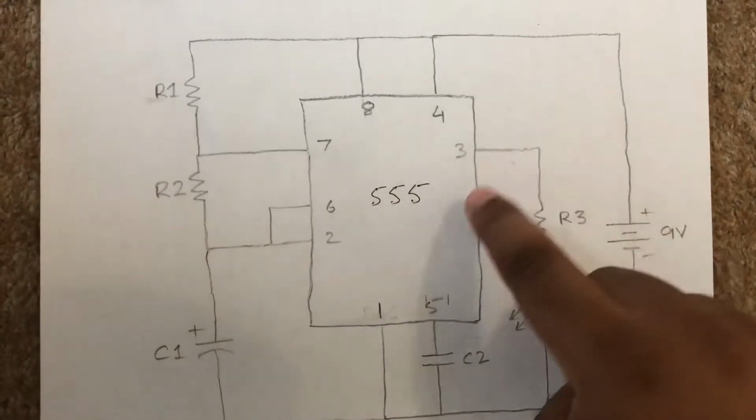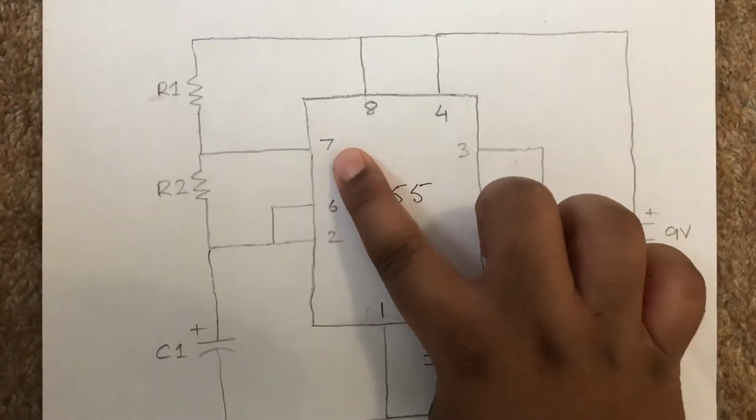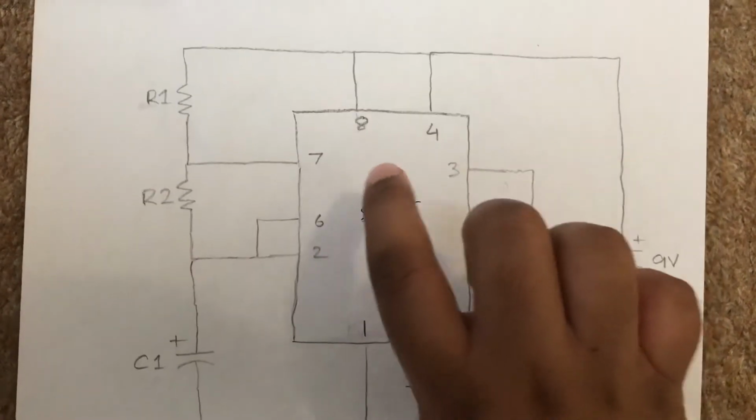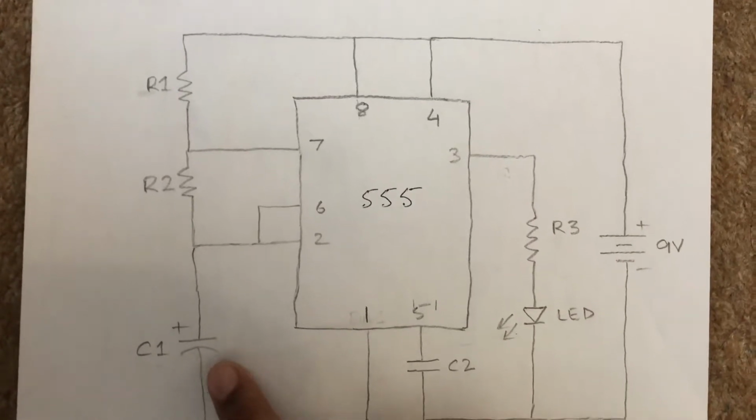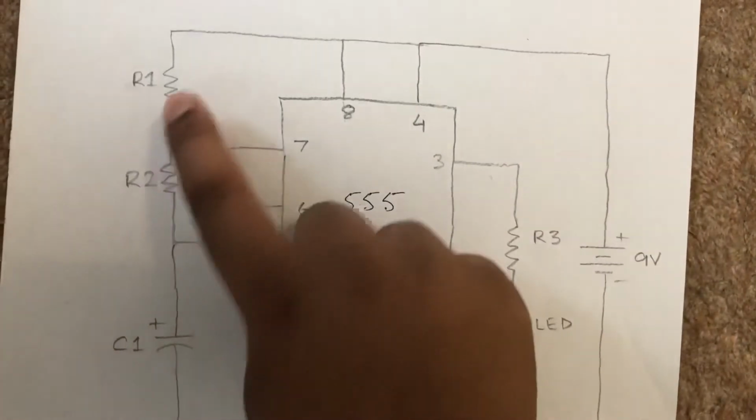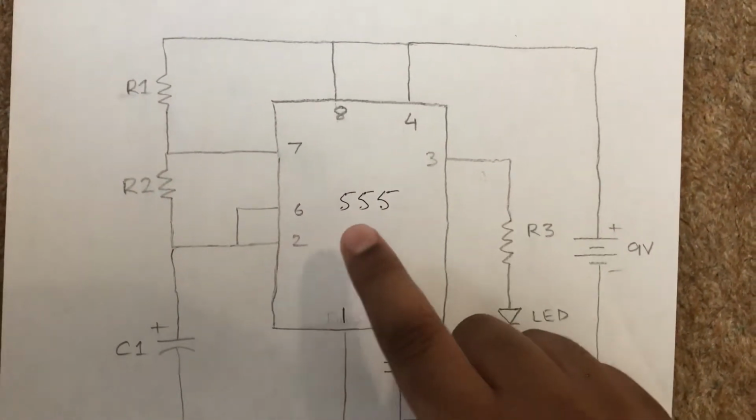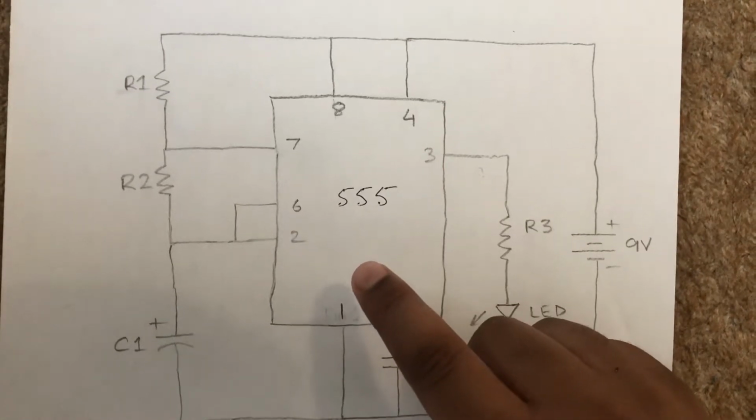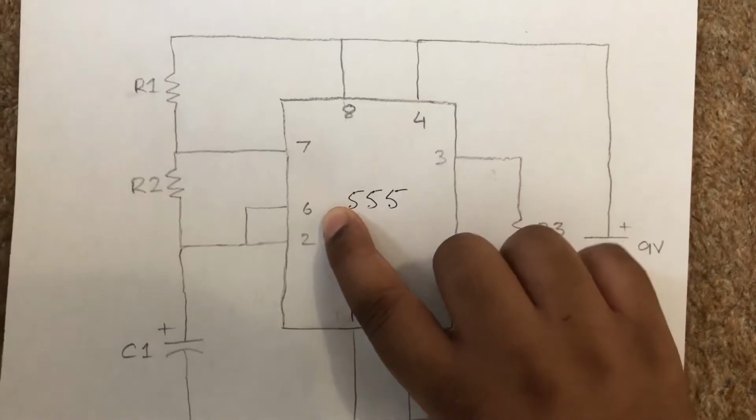High on pin 3 disconnects discharge pin 7 from the ground. This means that C1 starts charging from the battery through R1 and R2. As soon as it is fully charged, the trigger and threshold pins 2 and 6 go high.